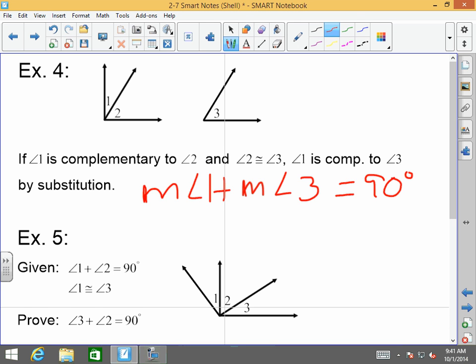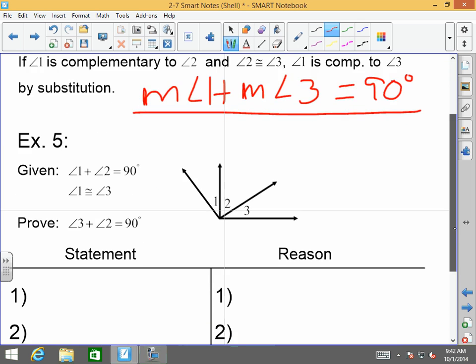But if I'm telling you that angle 2 is congruent to angle 3, then I can substitute the measure of angle 2 with the measure of angle 3, hence giving me that the measure of angle 1 and the measure of angle 3 are also complementary, or in other words, their sum is 90 degrees. Okay? Now again, I couldn't assume that angle 1 and angle 2 are 90 because it does not have the little box. I was told that they were complementary, and that's why I know that their sum is 90.